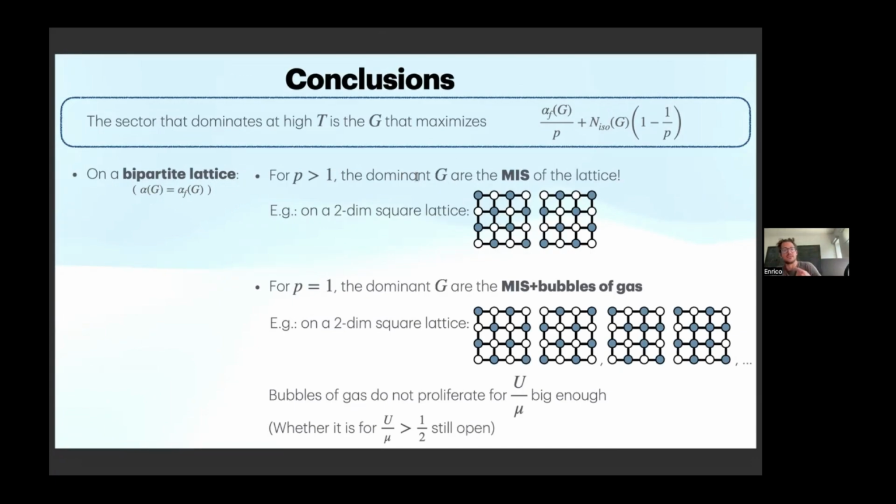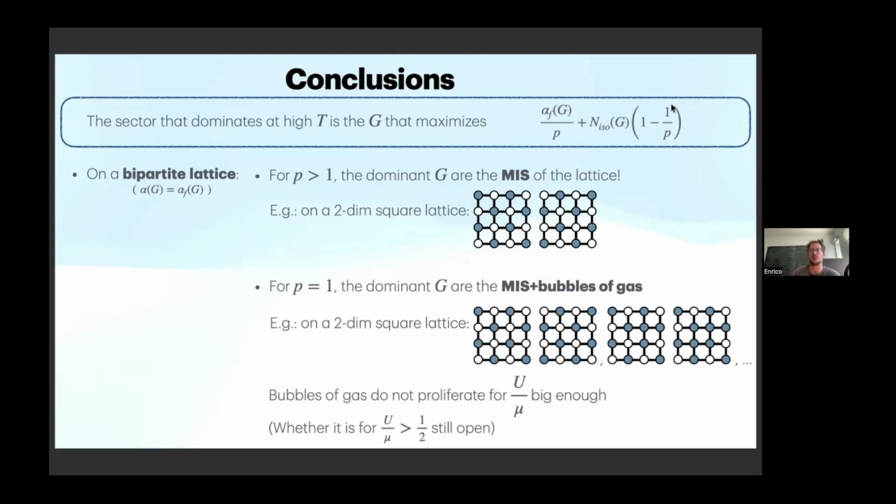And so we are done. I say that it's just one line, but without going into the details, the reason why this is very easy to see, very intuitively, is that for p bigger than 1 this term survives. If alpha_F is equal to alpha_G, you have alpha here, and alpha, remember, is the maximum number of isolated vertices. So essentially you have n_iso plus n_iso. And so if you want to maximize this exponent, essentially you want to maximize n_iso. But by definition, the MIS is the pattern that accommodates the highest amount of isolated vertices. So it's very trivial.